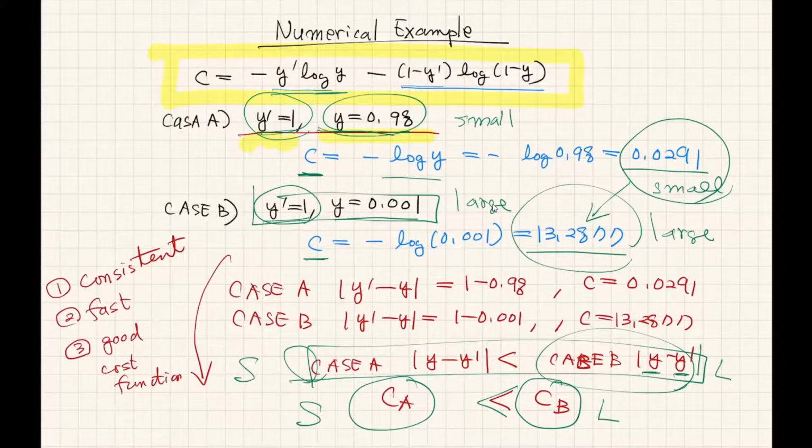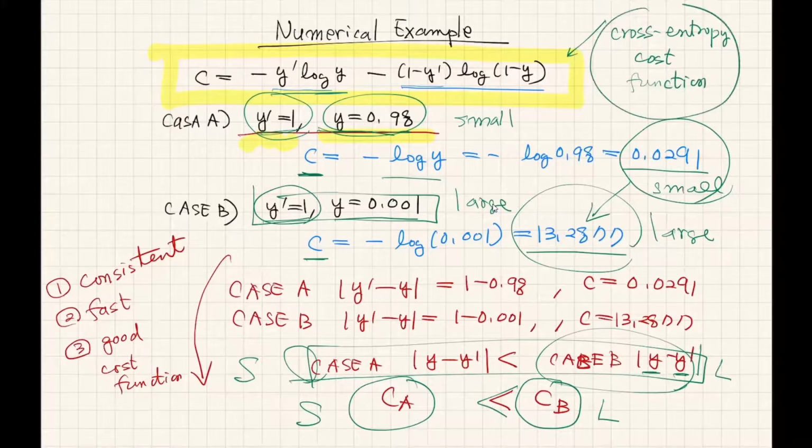As I said before, this is the cross entropy cost function. Let's talk a little bit about the cross entropy cost function. This I is called information.